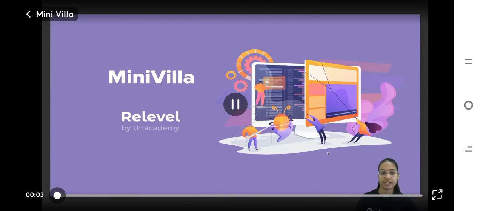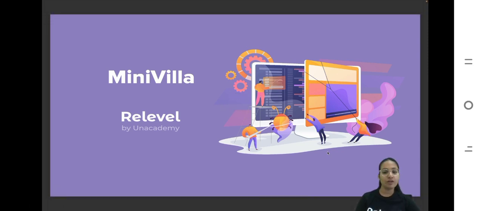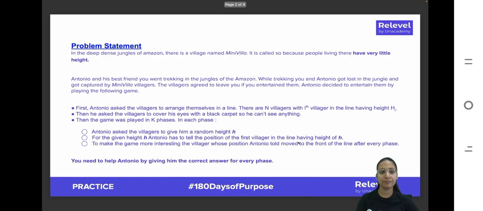Today we are going to discuss a new problem going by the name Mini Villa. First, we'll understand the problem statement and the sample input and output as well, and then we'll figure out an optimized way to solve this problem. So first, let's take a look at the problem statement.